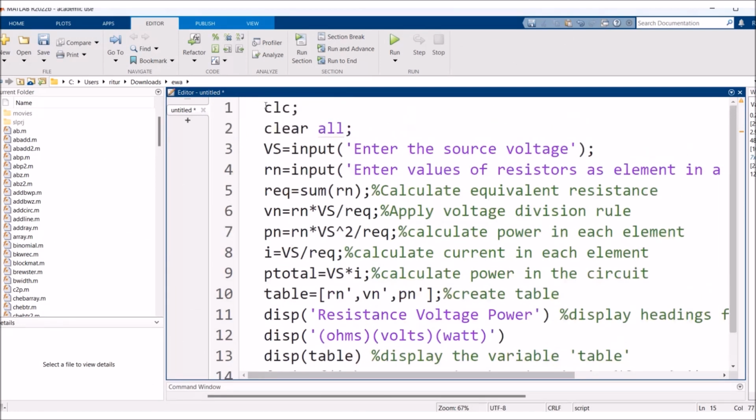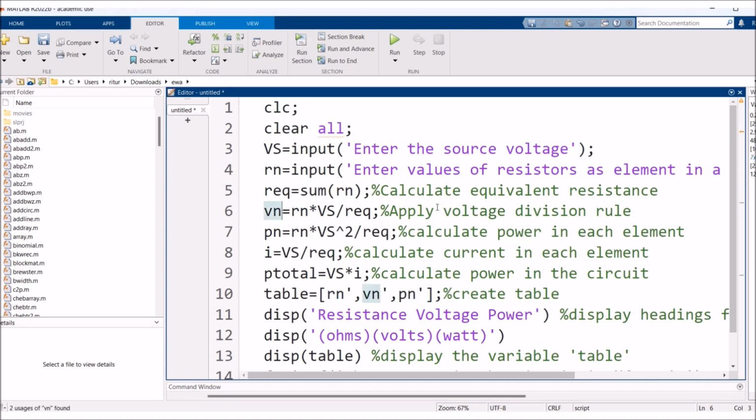This is the program for the implementation of the electric circuit. First of all, we will take the input source voltage Vs from the user side. For this we have written the input command, and similarly, for taking input of all the resistances, we will take all the resistances by using the same input command. Now we will find the equivalent resistance using the sum command. This sum will be operated on the resistances which are stored in Rn.